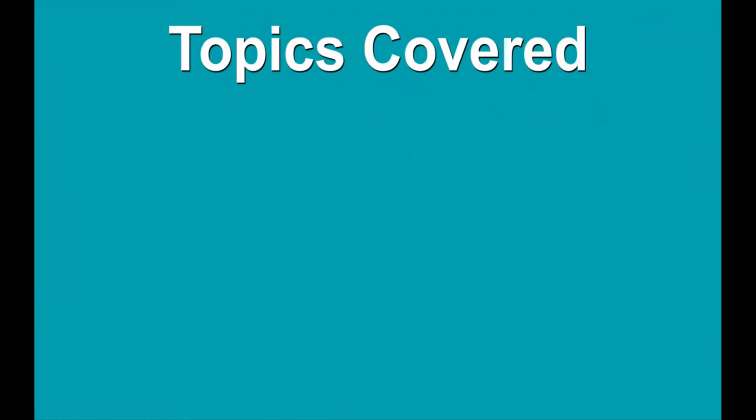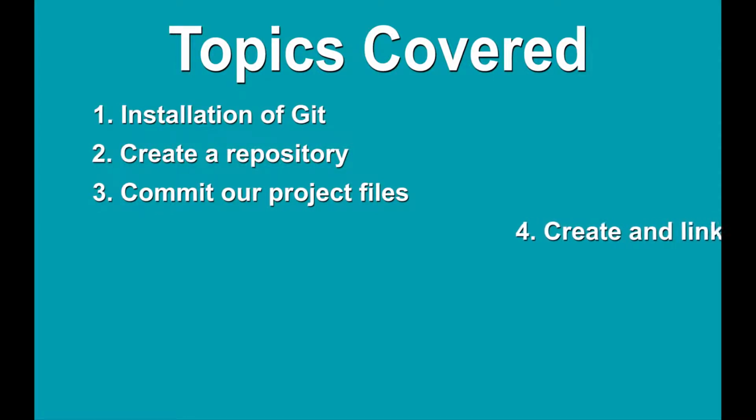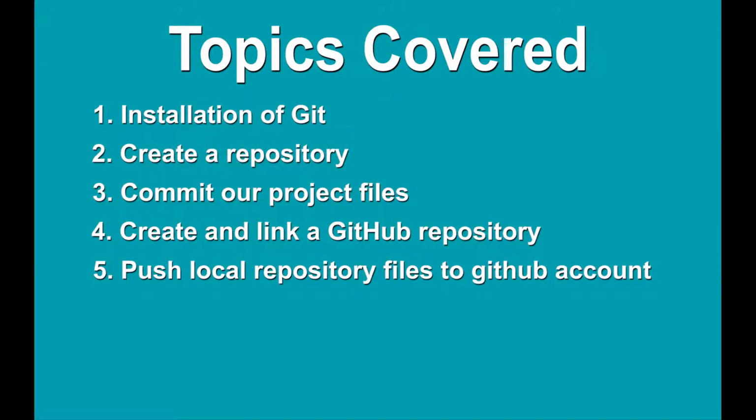The topics I'll be going over today are the installation of Git, which is the version control software GitHub is built on, and what we will be using to upload our projects to our GitHub account. Next, we will be creating a local repository, a method to organize files of a single project, through Git Bash. After creating our repository, we'll commit or add our project files into our repository. When the commit has been made, we will then create a repository on GitHub and link our GitHub repository to the repository on our desktop. Finally, we will push the files of our local repository to our GitHub account.